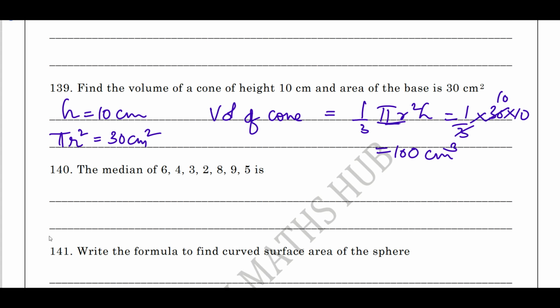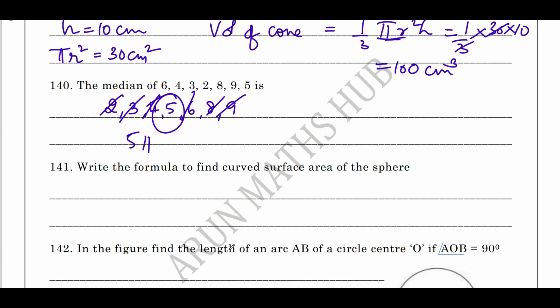The median of the scores. To find out the median of the score, either arrange the data in the ascending or descending order. So 2, 3, 4, 5, 6, 8, 9. Now the middle score gives the what? Median value. Therefore the median is what? 5. Median is 5.